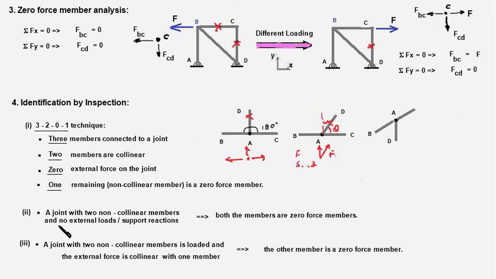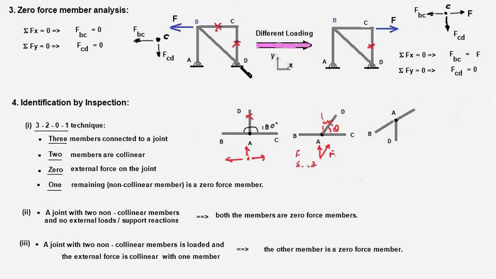This is the second rule, and it says a joint with 2 non-collinear members and no external loads or support reactions would mean both the members are zero force members. Here is the example for rule number 2. There are 2 members BC and CD which are not collinear, and there is no force acting on this joint C, and therefore the conditions of this rule are satisfied, and therefore both these members BC and CD would be zero force members.